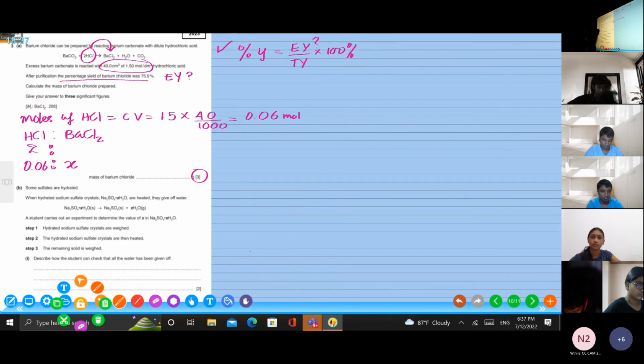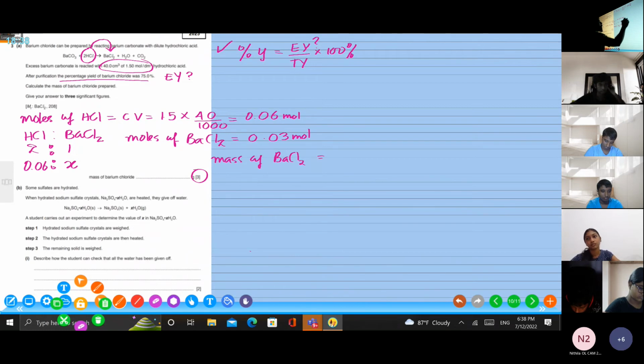Right, so this should be 2:1, right? So then moles of barium chloride will be 0.03 moles. Still not. We need to find the theoretical yield, right? Okay. Then I am going to find the mass of barium chloride. Moles n equals m over capital M, so mass is equal to n into capital M.